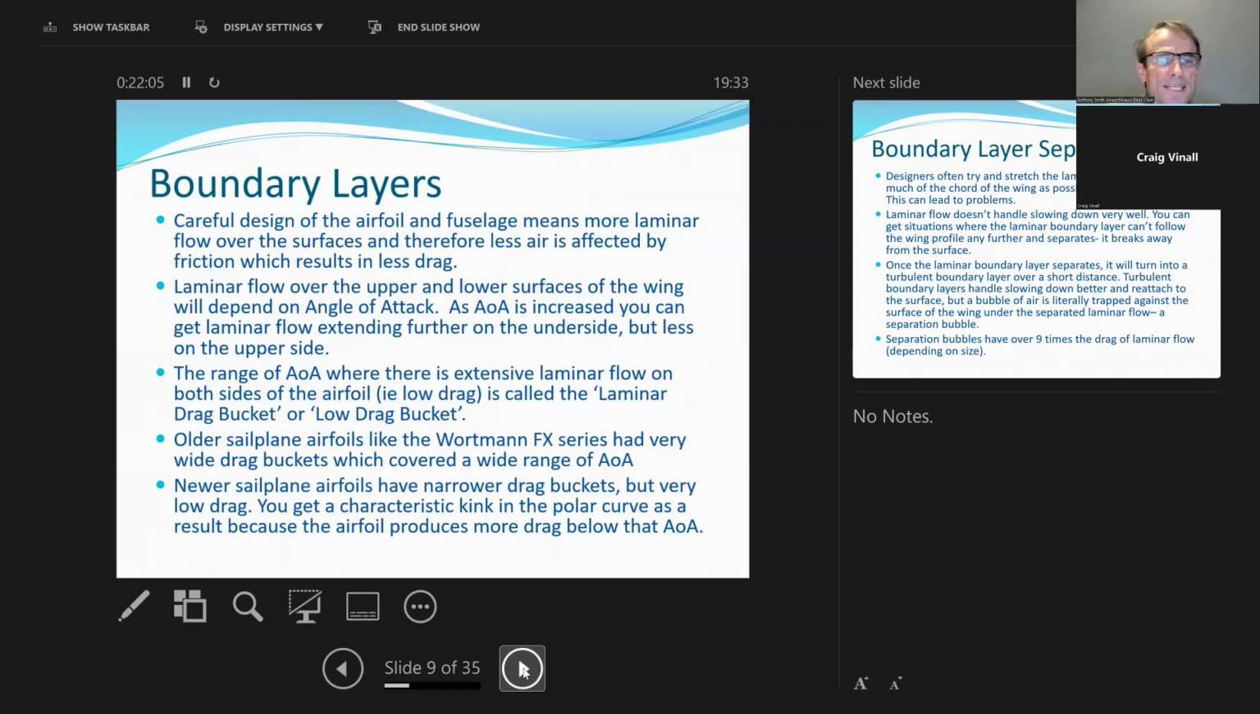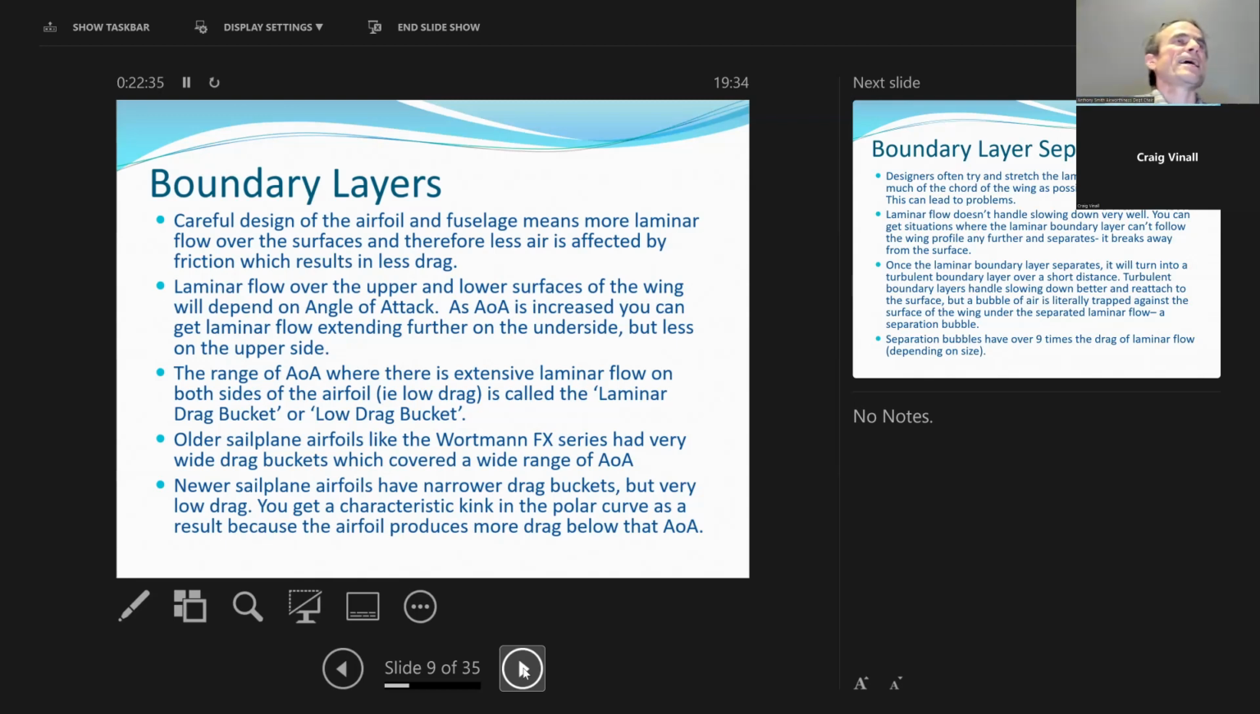One of the interesting things is laminar flow over the surface of the wing. That transition point, where it transitions to turbulent on the upper surface and the lower surface, moves around. It's dependent on the angle of attack. So as you increase the angle of attack, you're more likely to see that transition point on the lower surface move further aft to get more and more laminar flow on the underside of the wing. But the transition point will start to move forwards on the upper side.